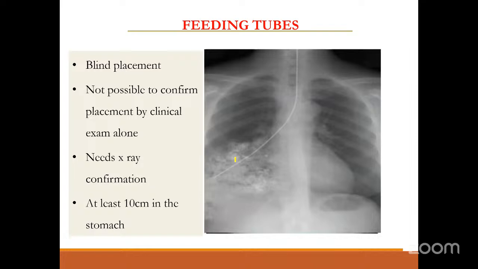Here in this X-ray, you can see the Ryle tube, the feeding tube, is following the airway. So it has not crossed the carina, first point. Second, it has turned right, and you can see a lot of opacification within the right lung. That means the feeding tube has been malpositioned into the right lung, and the feeding content has gone into the right lung, leading to aspiration pneumonia or right lung pneumonia.